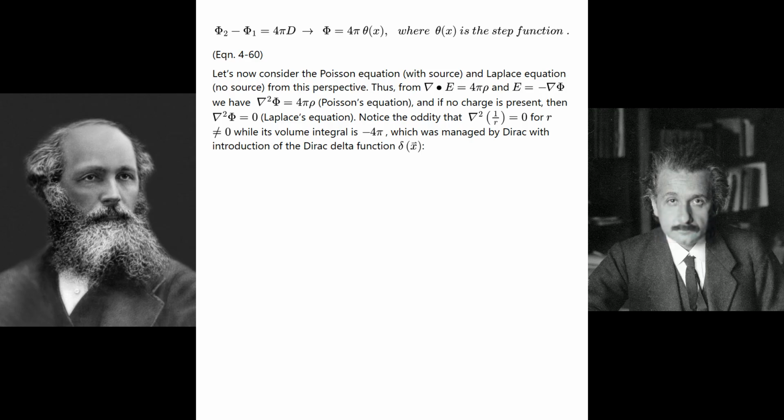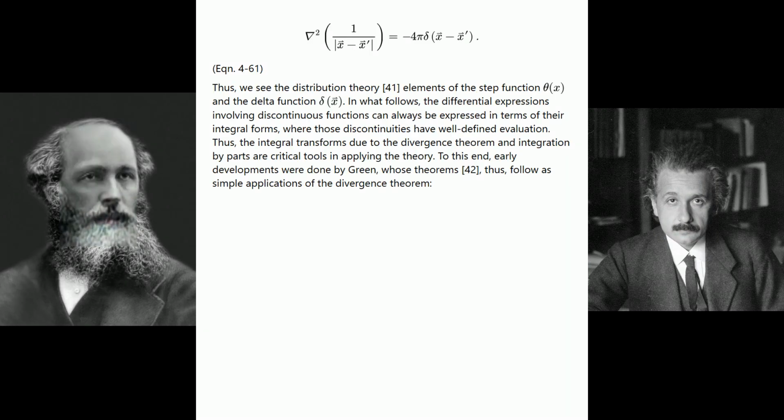Thus, from gradient dot E equals 4 pi rho and E equals negative gradient phi, we have gradient squared phi equals negative 4 pi rho, Poisson's equation, and if no charge is present, then gradient squared phi equals 0, Laplace's equation. Notice the oddity that gradient squared of 1 over r equals 0 for r not equal to 0, while its volume integral is negative 4 pi, which was managed by Dirac with the introduction of the Dirac delta function delta of x. Equation 4-61.